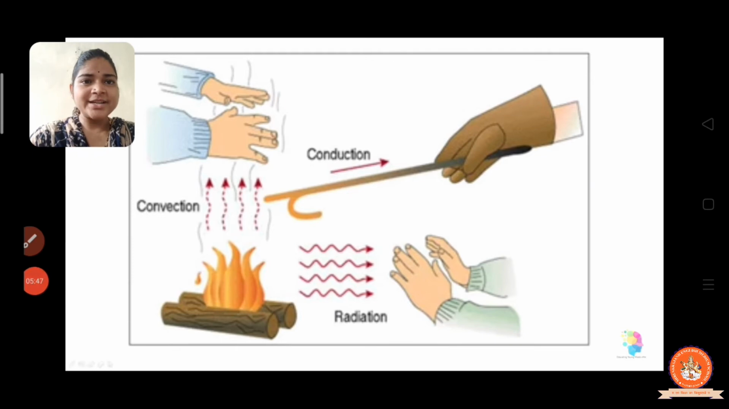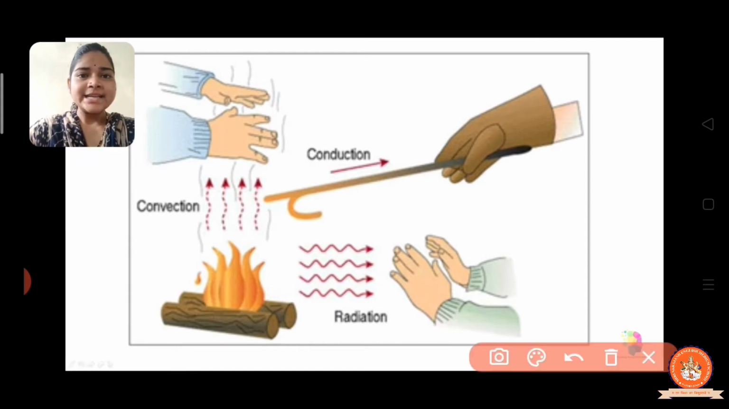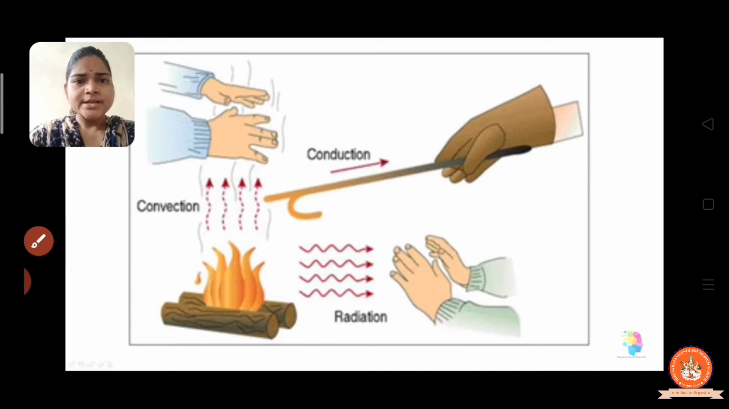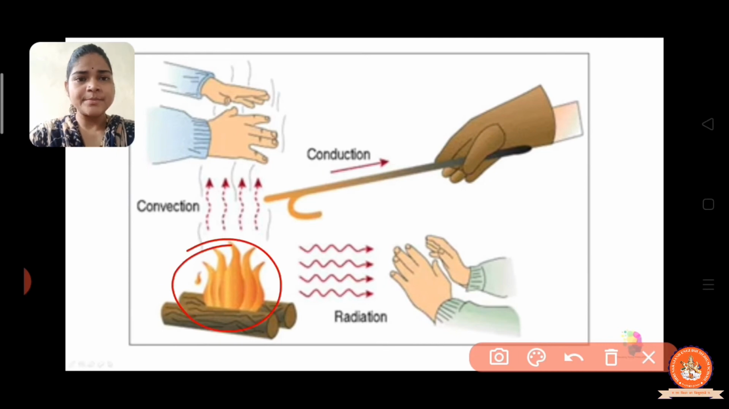From this figure we will learn about all three kinds of methods of heat transfer, that is convection, conduction and radiation. Now let us discuss. Here some wood is burned. From the burning of wood, the air becomes hot, and it will expand and rise up.